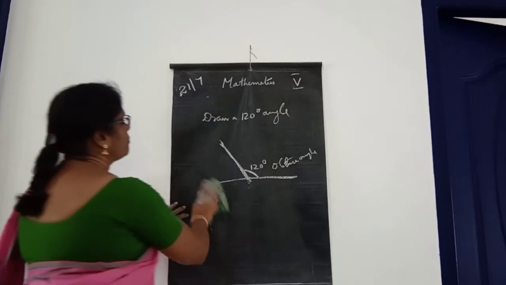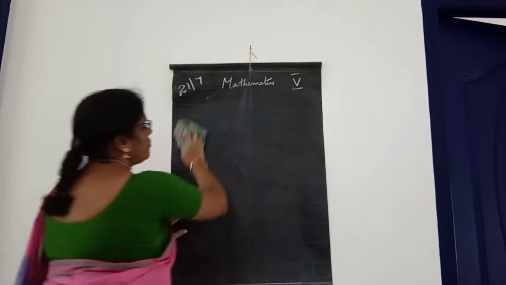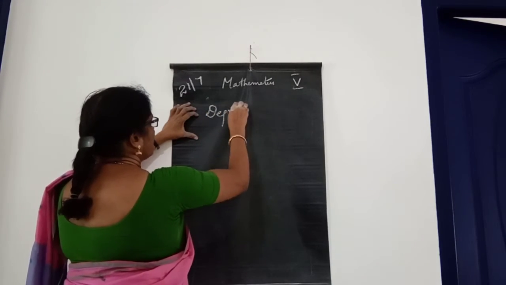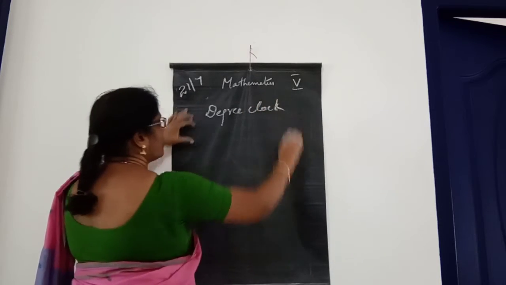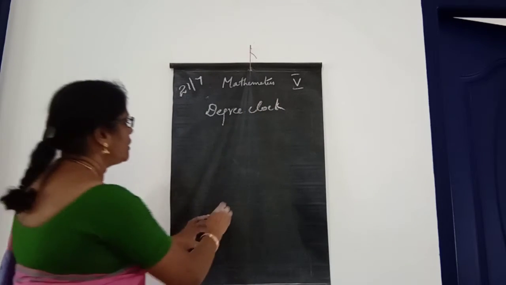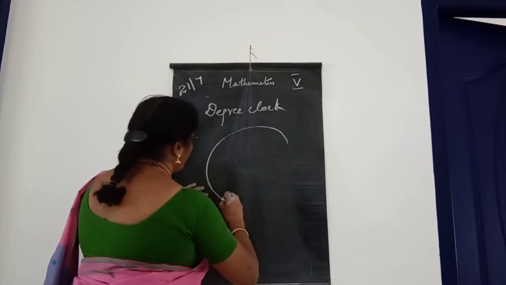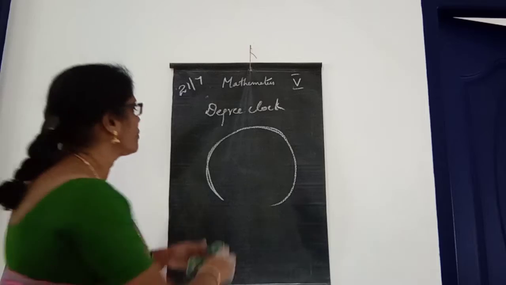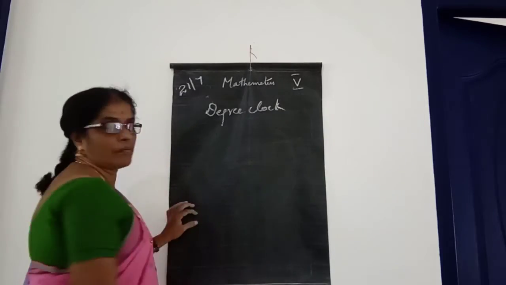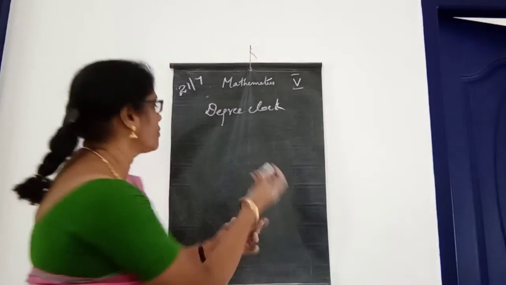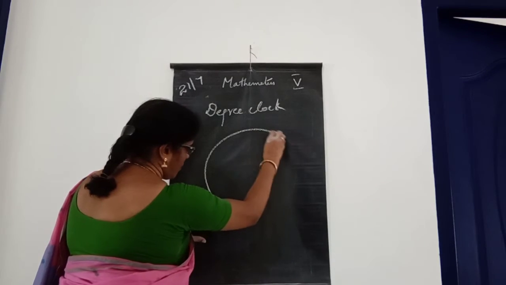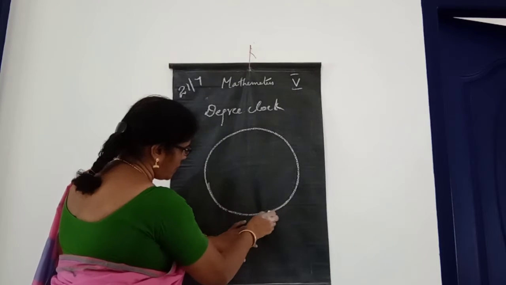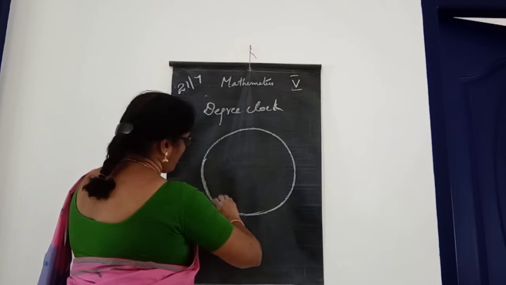Then next one, degree clock. Next, degree clock. Okay, this one is a clock. Okay, children.